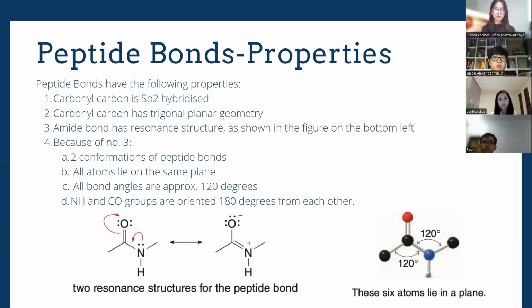And all the atoms here lie on the same plane, and all bond angles are approximately 120 degrees, as shown in the picture on the right. And the NH and CO groups are oriented 180 degrees from each other. And this peptide bond, this double bond, can exist as either cis or trans forms. Okay, next.